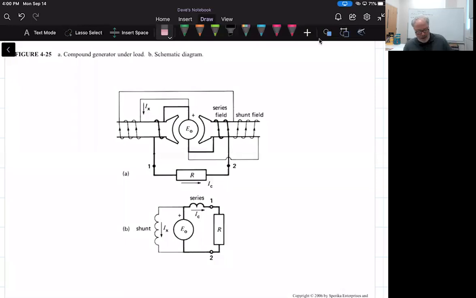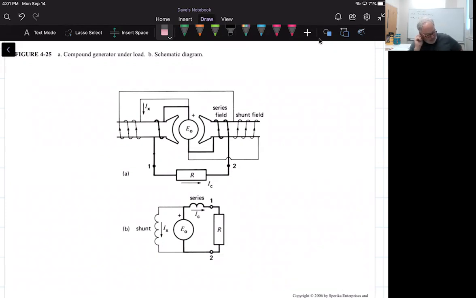So the compound generator was developed to prevent this terminal voltage of the DC generator from decreasing as you increase the load. You know, DC generators, like we mentioned before, they're not used as much as they were at one time, but think about the problem that an increased load causing a drop in the terminal voltage. Think about the problems that could bring to us.